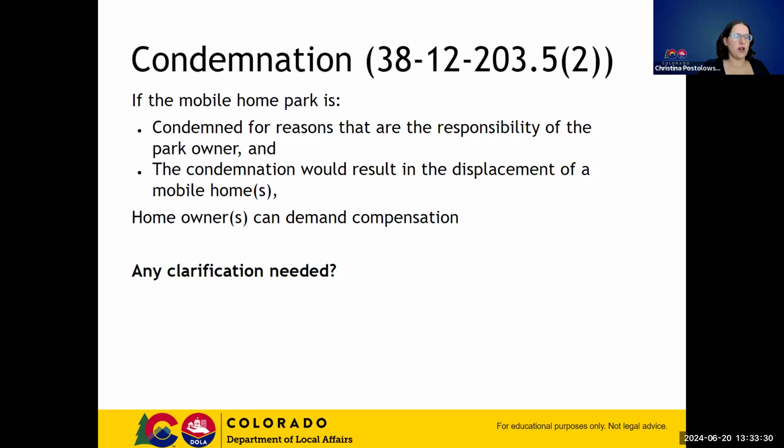Is this only referring to condemnation of the entire park? Is this to also apply if individual homes are determined to be condemned due to homeowner neglect? No, this would not apply if an individual home is condemned due to that owner of the home's neglect. It would apply if part or all of the park itself was condemned.